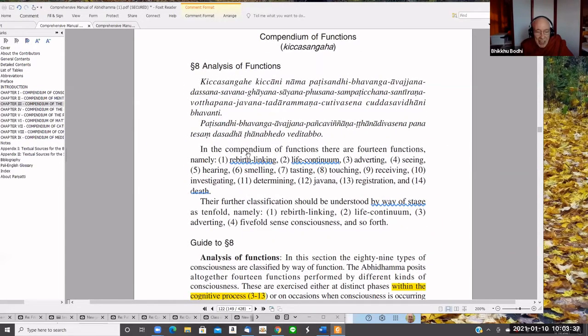And so this section speaks of 14 functions of the cittas. So we have rebirth linking, the life continuum, or I prefer just to use the Pali word bhavanga, adverting, then the five sense modalities, seeing, hearing, smelling, tasting, touching. Then we have receiving, investigating, determining, the javana, registration, and then the death.